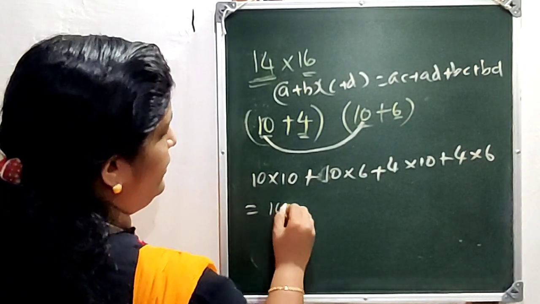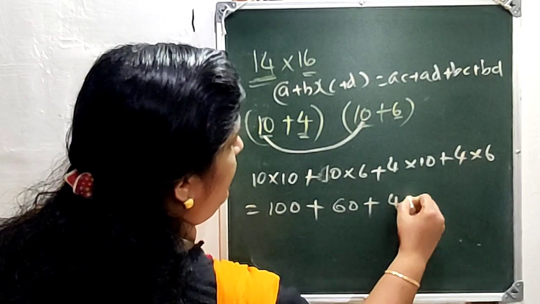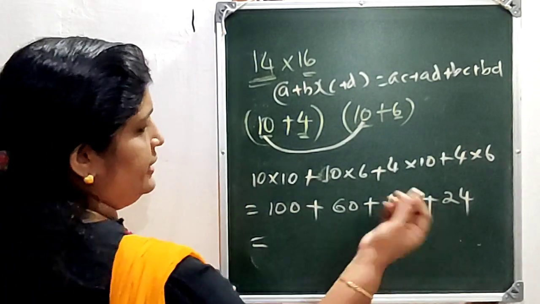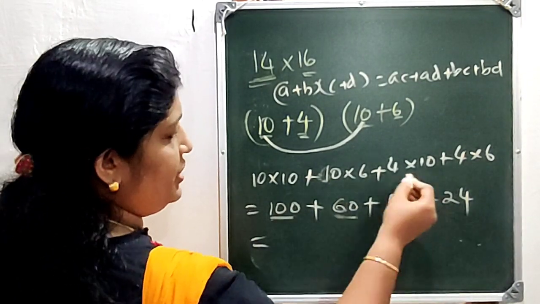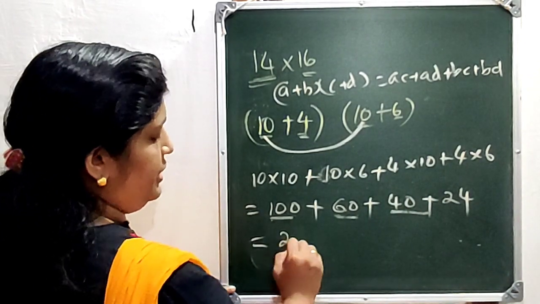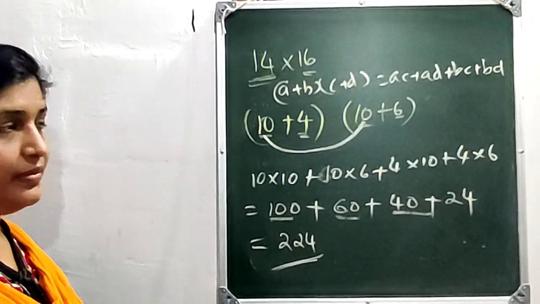10 into 10 is equal to 100. 10 into 6, 60. 4 into 10, 40. And 4 into 6 is equal to 24. You can easily find the answer. 100 plus 60 is 160. 160 plus 40 is equal to 200. 200 plus 24 is equal to 224. So we can easily find the answer.